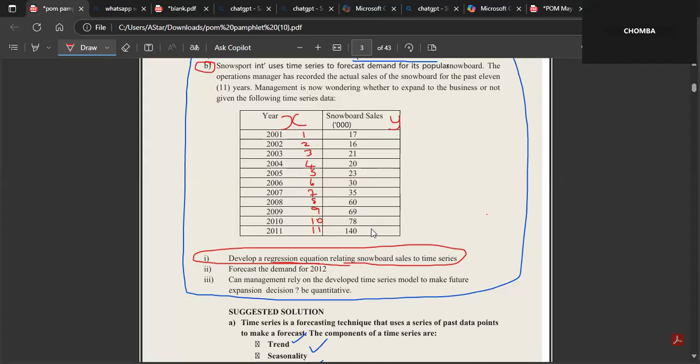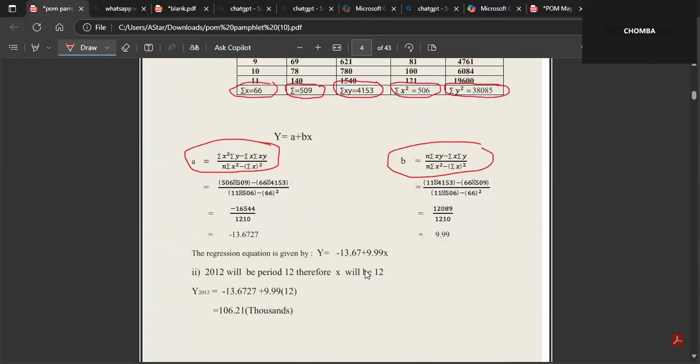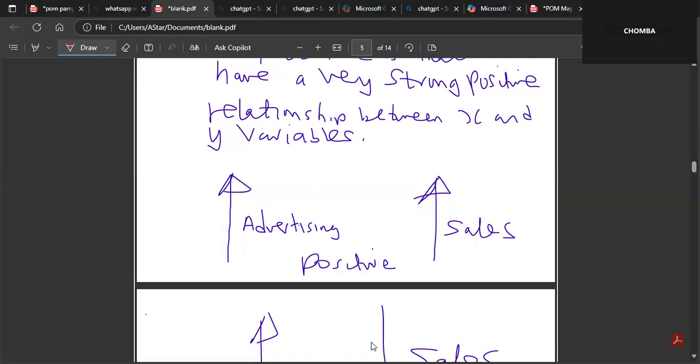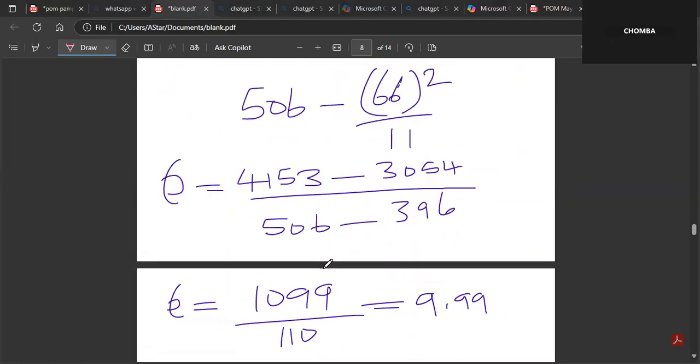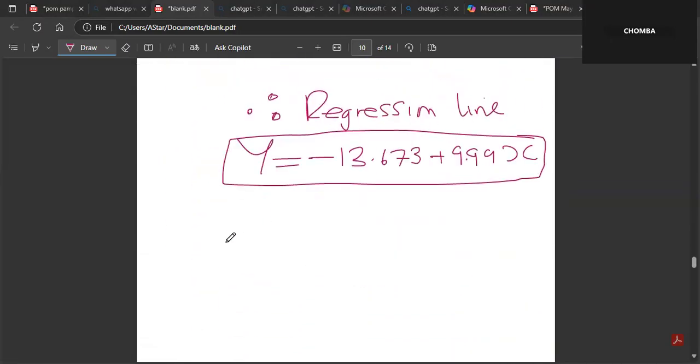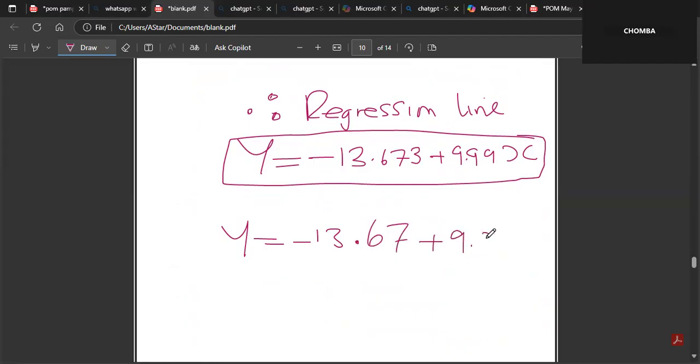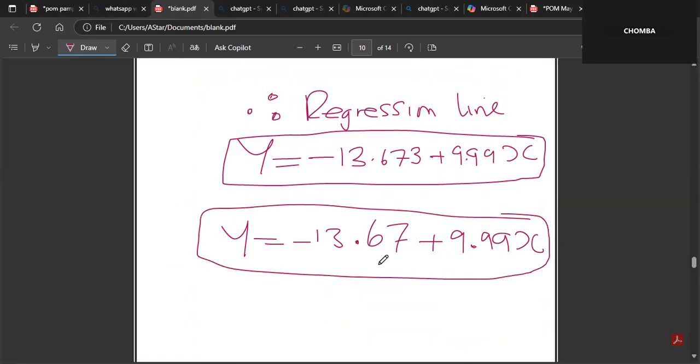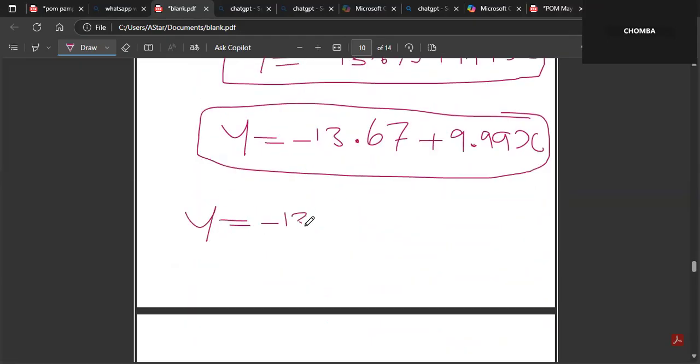Now what are we going to do here? We'll substitute, put 12 in that equation, the equation they found, to two decimal places, 13.67. So y is equal to negative 13.67 plus 9.99x, and we put 12 here. Give me the answer. What are we getting?